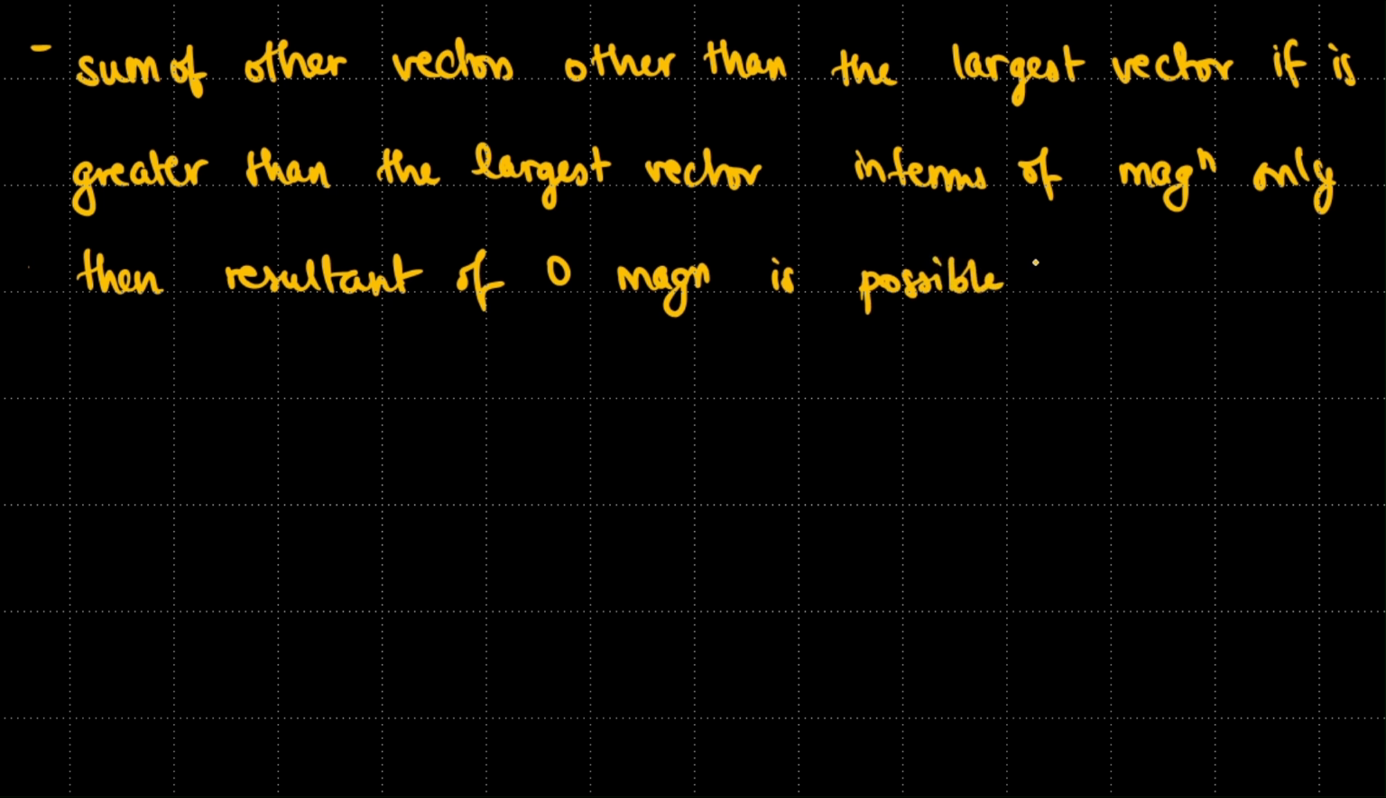So let's read it again, because I wrote this and I'm not sure if it's correct. The sum of the other vectors other than the largest vector, if it is greater than the largest vector in terms of magnitude only, then the resultant of zero magnitude is possible in some case. Which means that it is not always possible, but in some case it might be, or it is certain to be possible. If you're like me, you have no idea what this is trying to say. So let's look at each example and show you why it is possible.